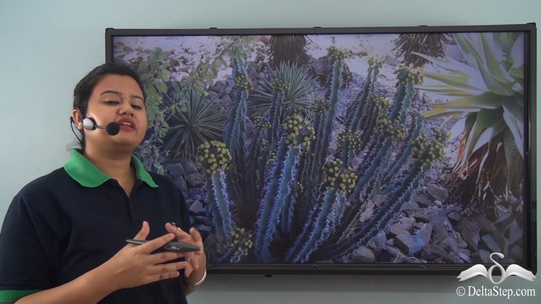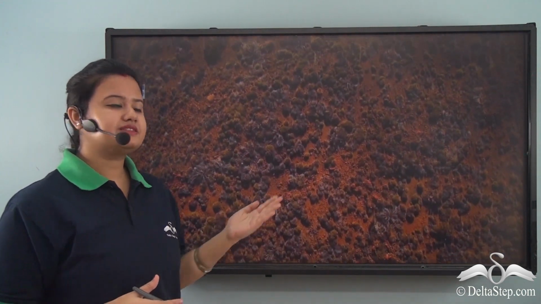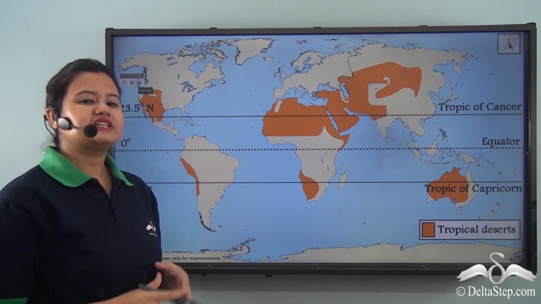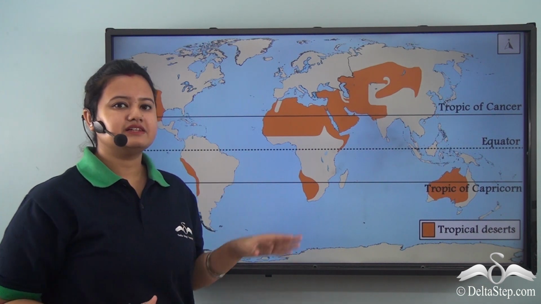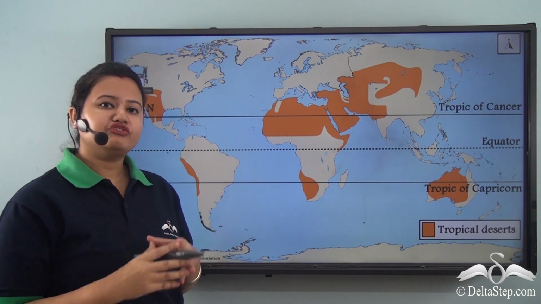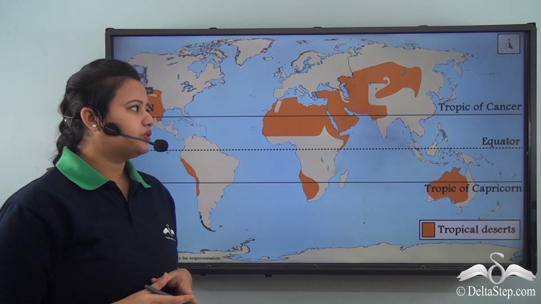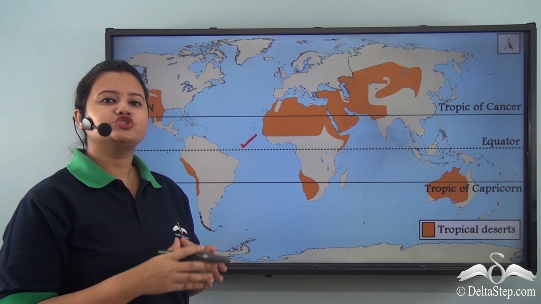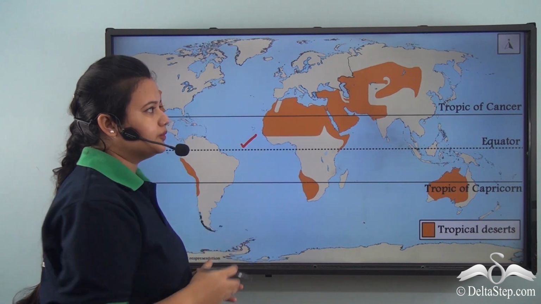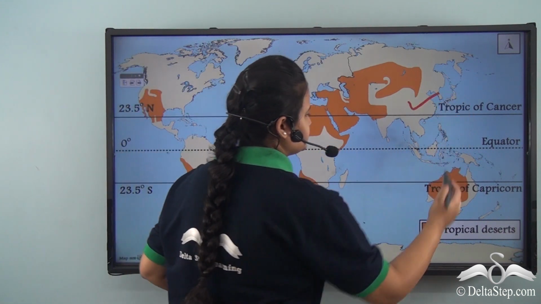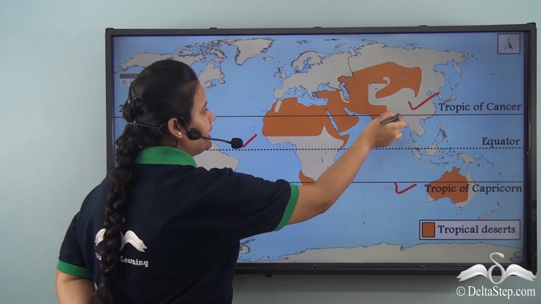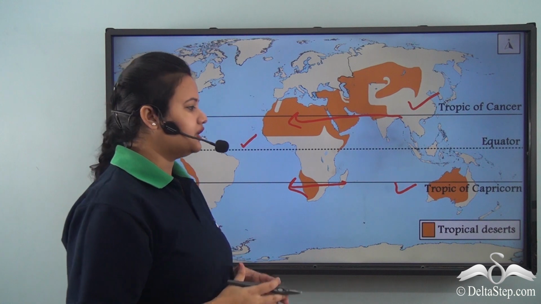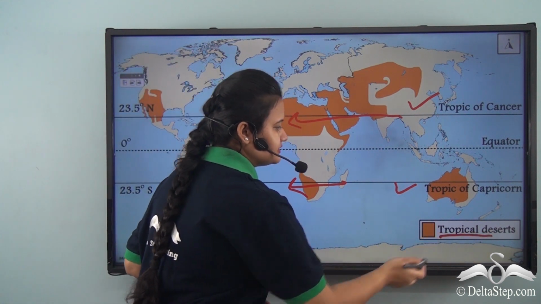Now, do you know where you can find these hot deserts? Well, this world map shows the location of hot deserts in the world, and here we find that these deserts are located on either side of the equator. Another point to be noted is that both the tropics, that is Tropic of Cancer and Tropic of Capricorn, pass through these hot deserts, and therefore these hot deserts are also known as tropical deserts.